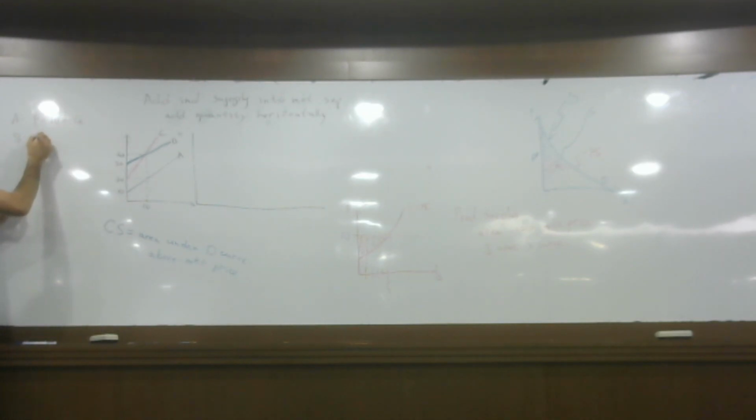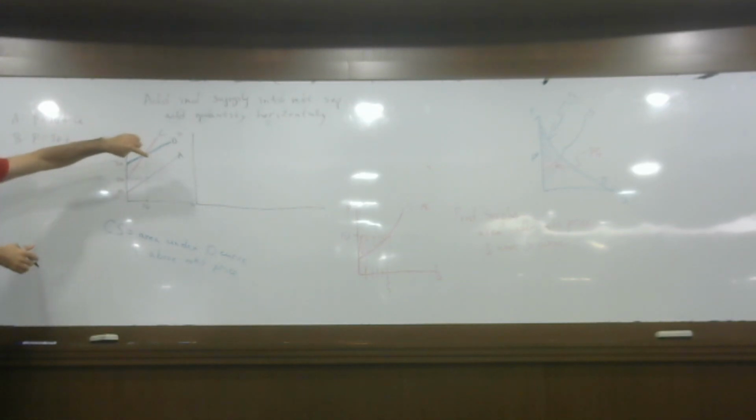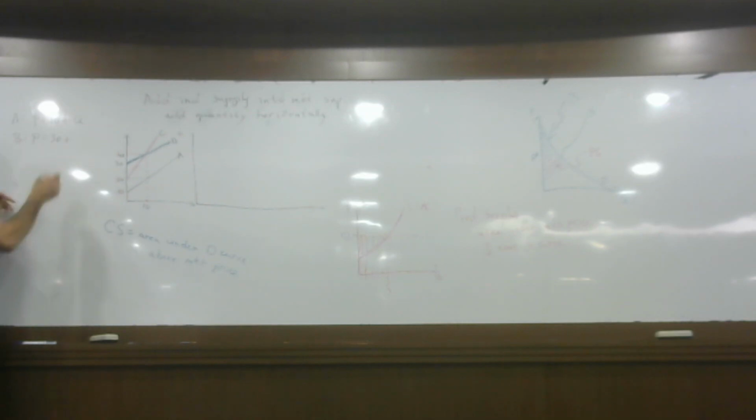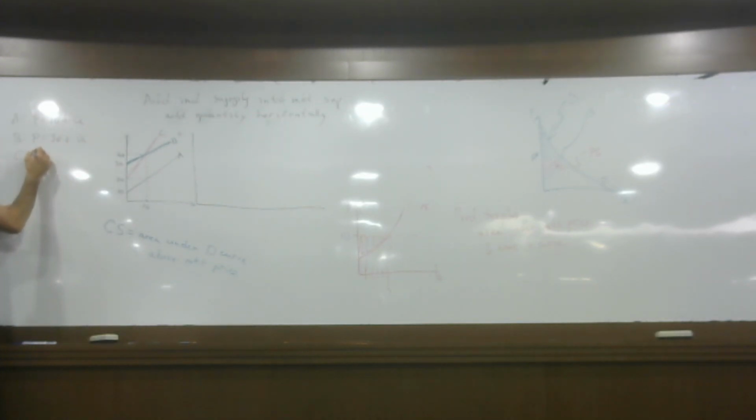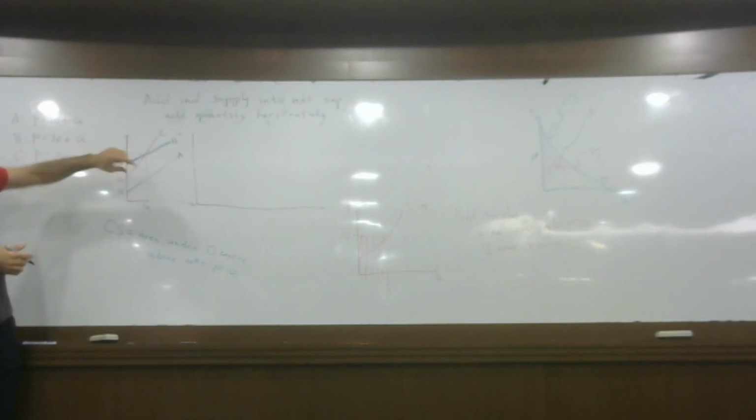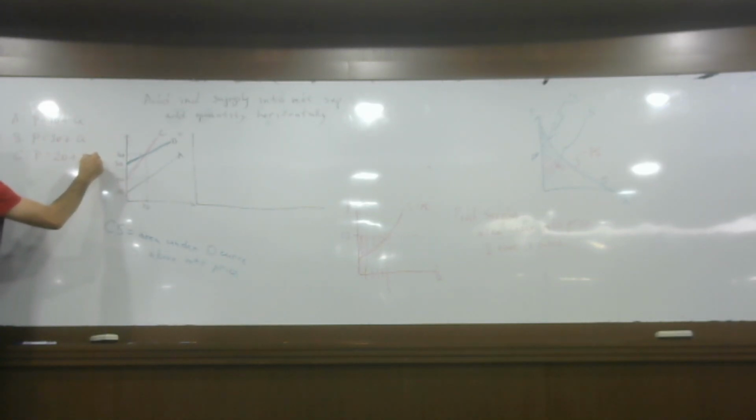For Bob, price is equal to, where is Bob? Bob is blue, yes? 30 plus 10 over 10, because the slope is rise over run. Q, like this. And for Kathy, price is equal to 20 plus 20 over 10, 2. 2Q. Right? That's how we can get the equations from the lines, right?